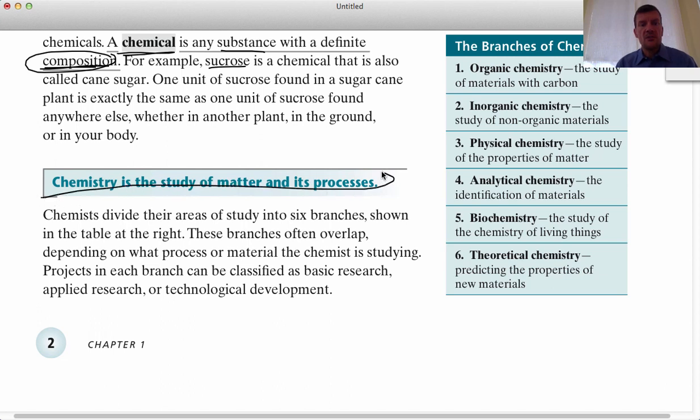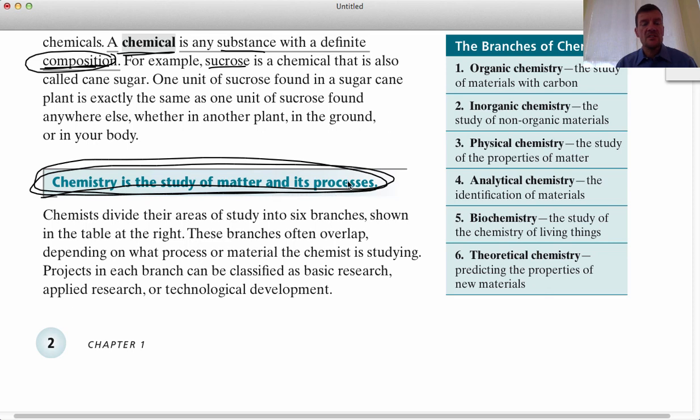Throughout the interactive reader, you're going to see these main key points highlighted for you. So don't miss those and pay attention to those.